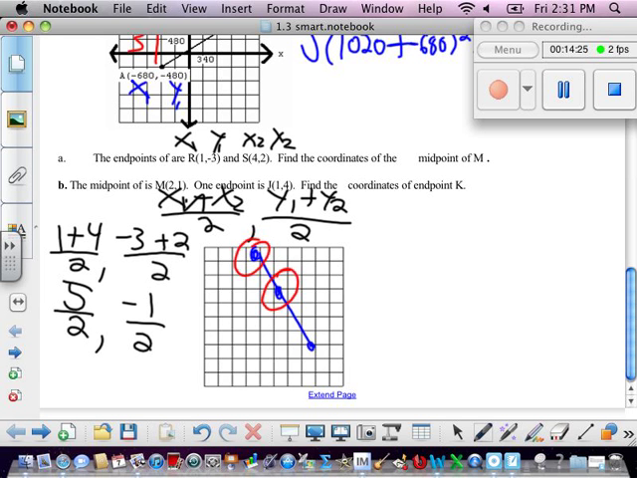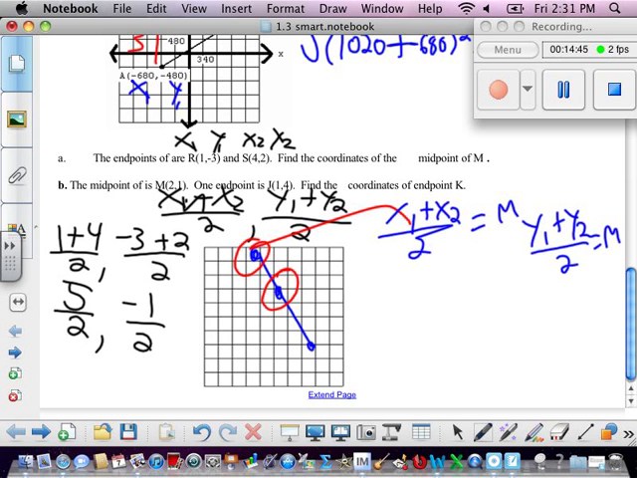What I'm going to do is I'm going to say x1 plus x2 over 2 equals the x value for the midpoint. And then I'm going to say y1 plus y2 over 2 equals the y value of the midpoint. Okay, so here's my midpoint, 2 and 1. We've got the x value for it, the y value for it, and I've got point x1, y1, and I want to find x2 and y2.